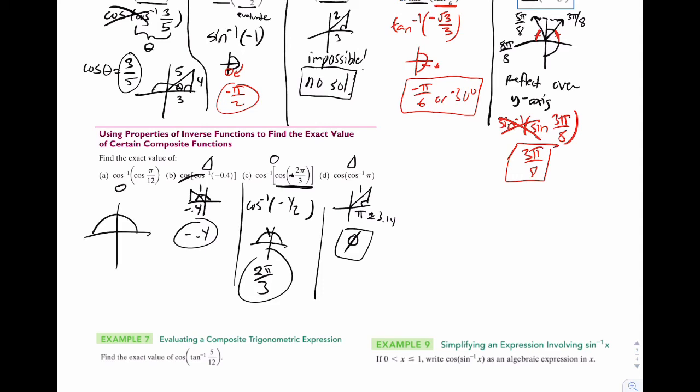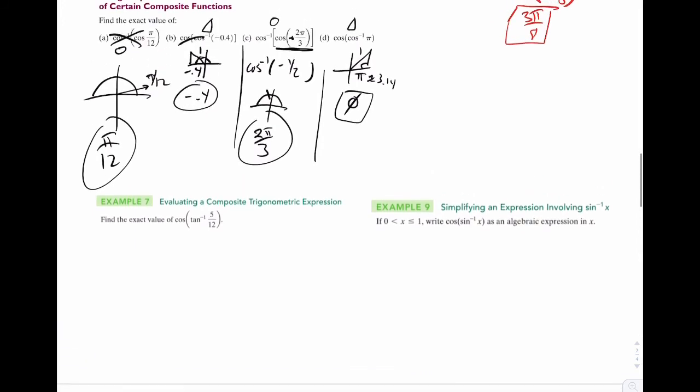So pi over 12 we have to draw. Hopefully we know that's somewhere in quadrant 1. Notice how we are in the range, which means we're good. Just cancel it out. You get pi over 12. That's your answer. Okay, final part.